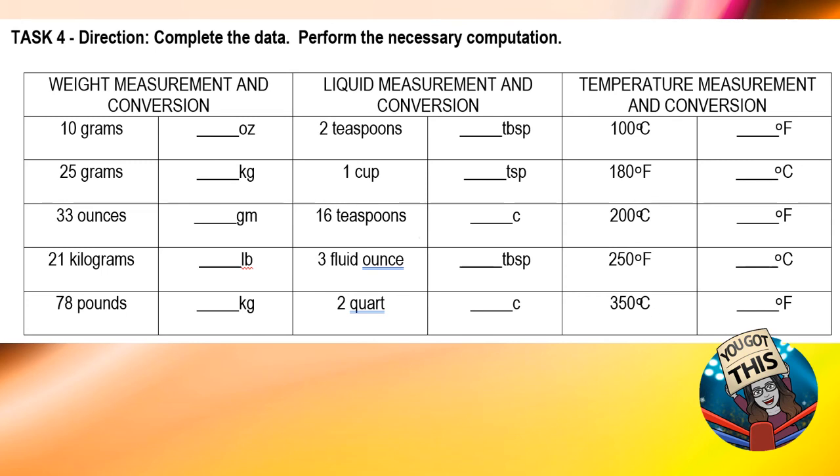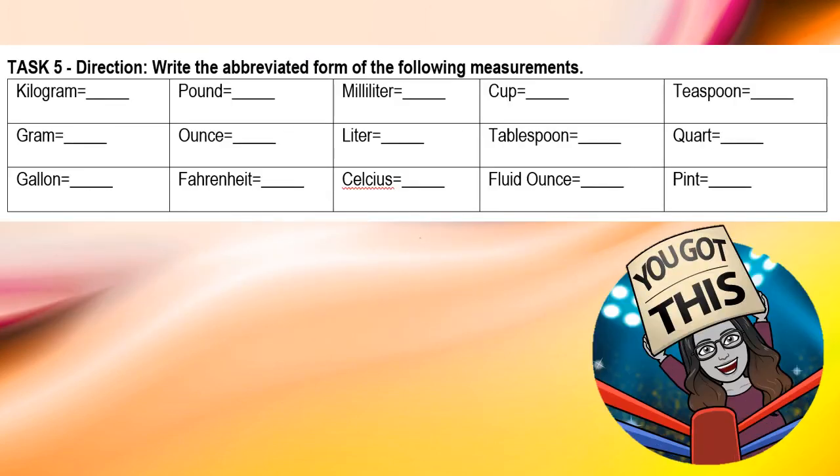Next, task number 4. You are going to complete the data. Perform the necessary computations. Task number 5. This one is very easy. You will just write the abbreviated form of the following measurements.